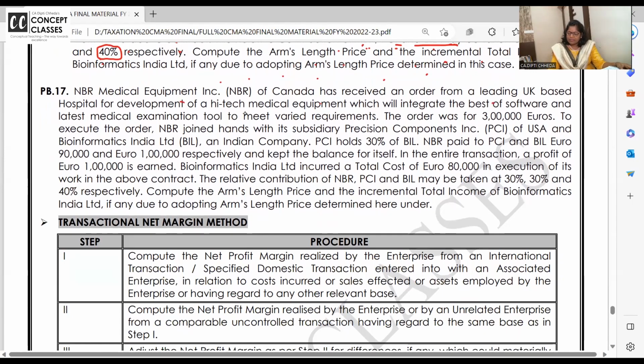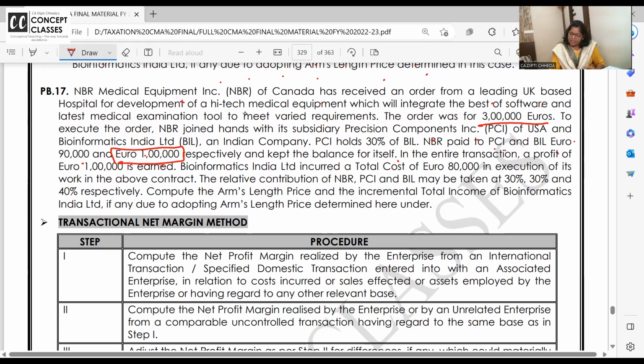NBR of Canada has received an order from leading UK hospital. This time the order is for 3 lakh euros selling price. And NBR has joined the facts with the PCI of USA and BIL of India. Percentage figures अलग-अलग हैं. Okay. So NBR paid to PCI and BIL 90,000 and 1 lakh euros. समझ में आ रहा है? NBR ने हमको पैसे कितने दिए? 1 lakh euros. And kept the balance itself.